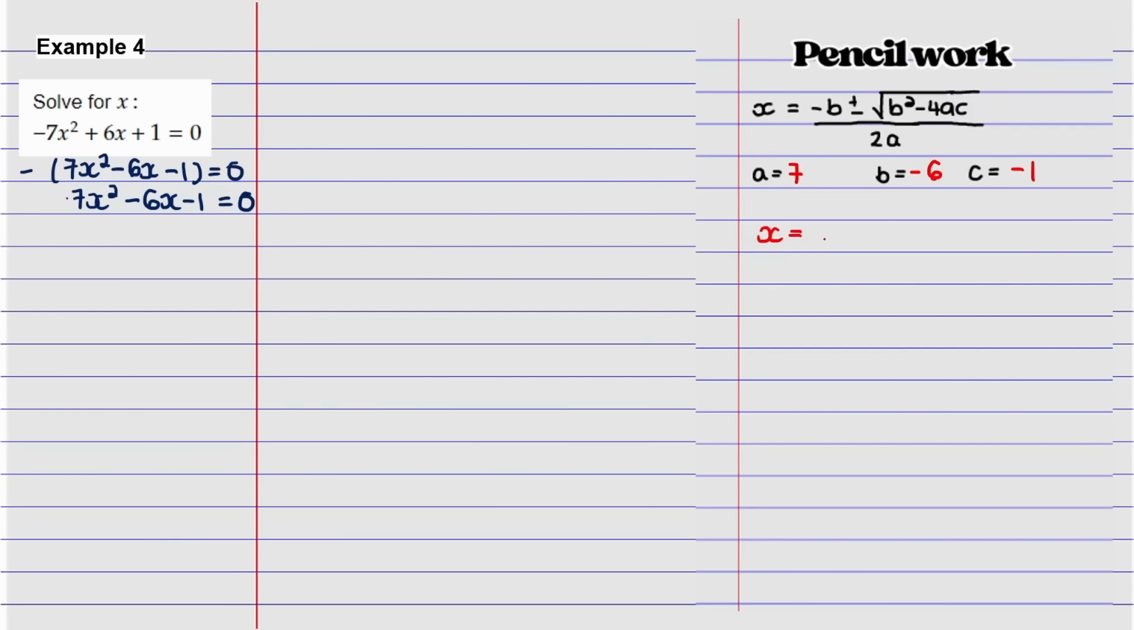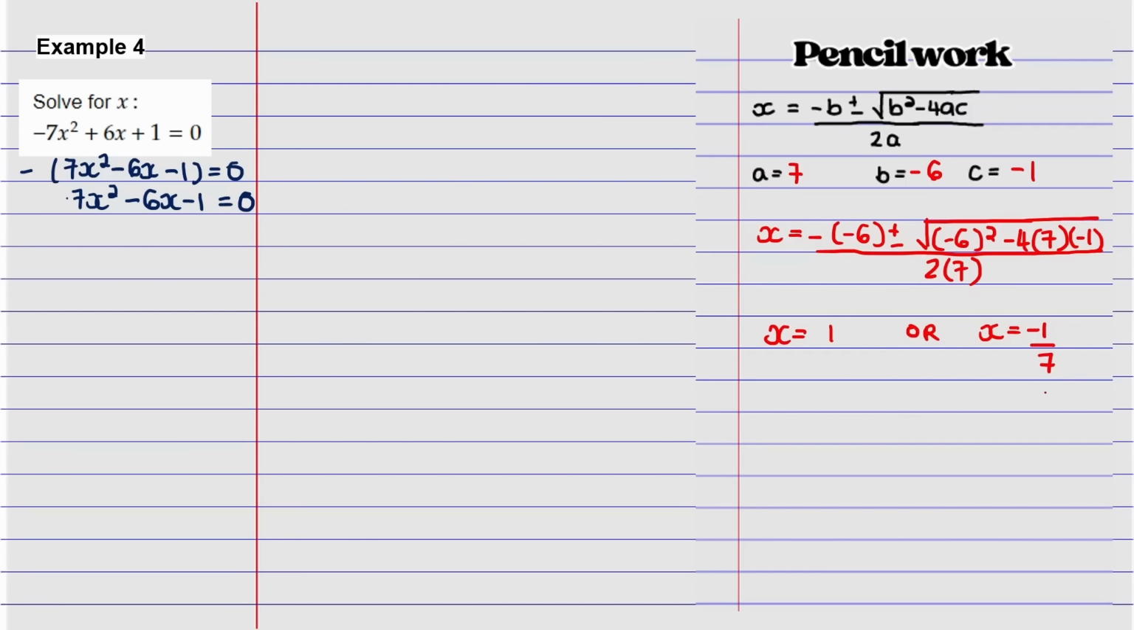So it's going to be x equals negative, then negative 6, plus or minus the square root of negative 6 all squared minus 4 times 7 times negative 1, and this whole thing is going to be divided by 2 times 7, right? When you punch that into the calculator, you're going to get that x equals 1, or x is going to be equal to negative 1 over 7.